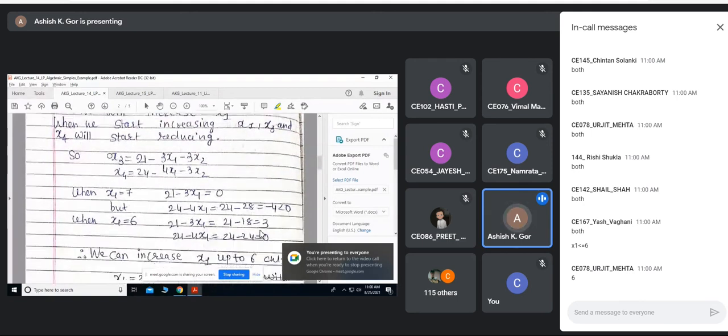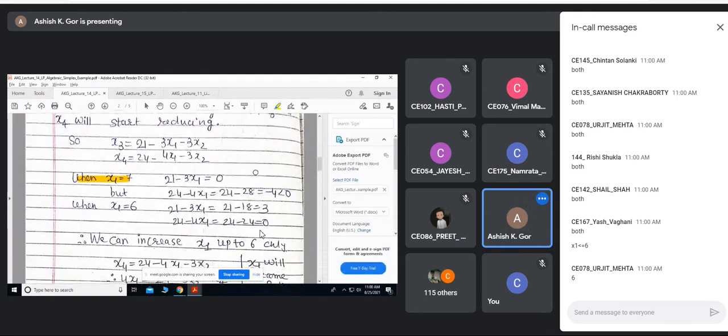Okay, so which means when x1 is 7, this 21 minus 3x1 term goes to 0. But at the same time, when x1 is 7, this 24 minus 4x1 goes negative. So I cannot take x1 equal to 7. This is also a bad idea, because one of the constraints fails to be satisfied. So that's why we need x1 equal to 6. And now if you put x1 equal to 6, you can see both are proper. 21 minus 3x1 means 21 minus 18 is 3, and 24 minus 4x1 is 0.